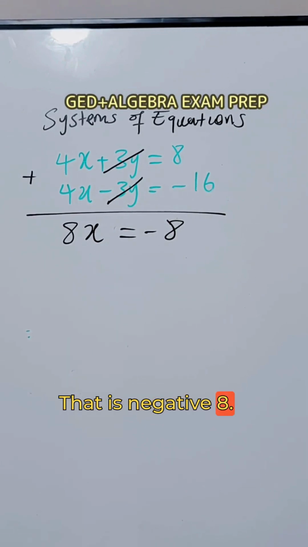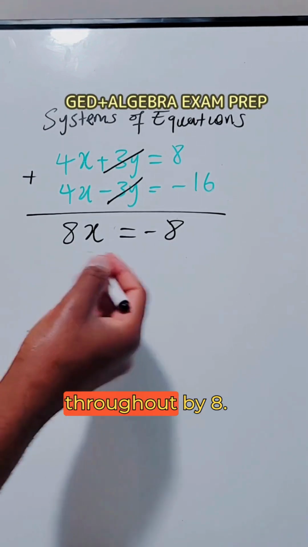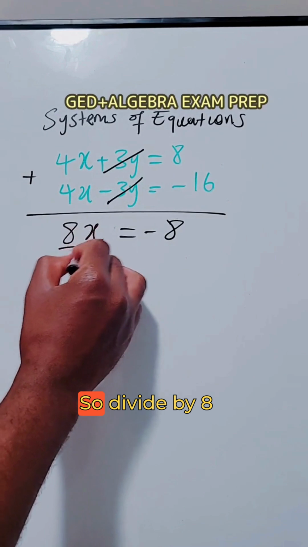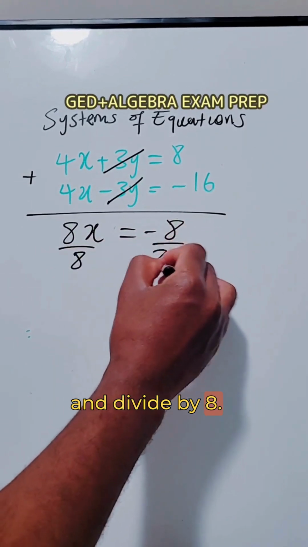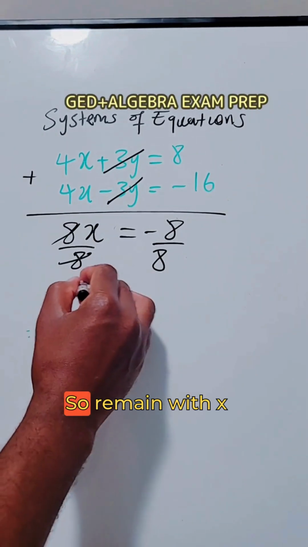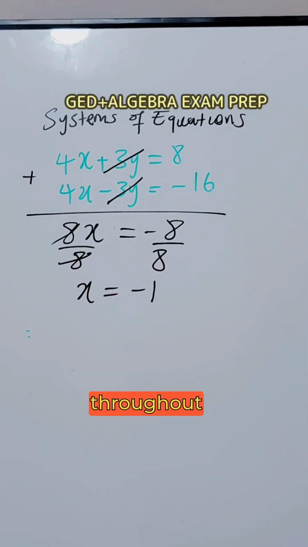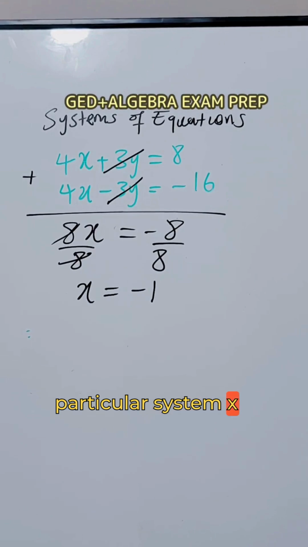Okay, so we are getting somewhere. Now we can go ahead and divide throughout by what? We can divide throughout by 8. So divide by 8 and divide by 8. So 8 and 8 on the left cancel. So we remain with x is equal to negative 1. Okay? So for this particular system, x is negative 1. So this becomes easier.